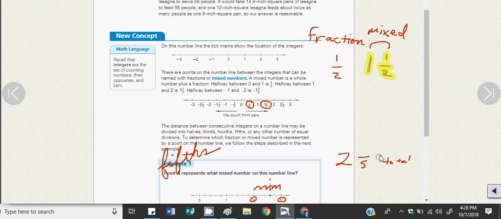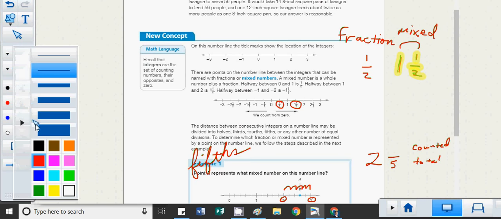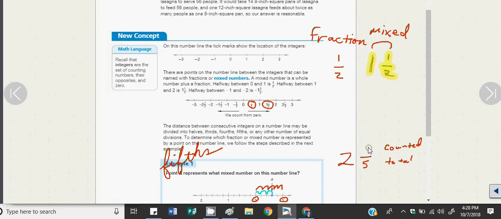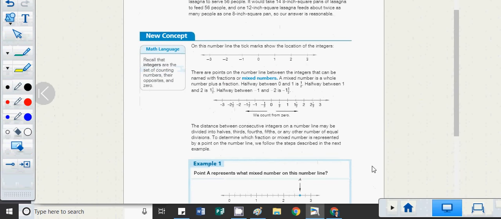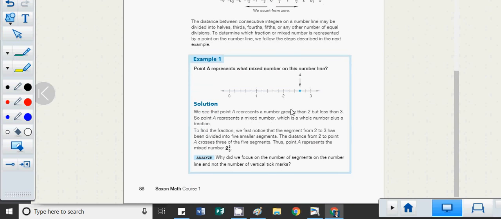Okay, now the top number tells me how many I've counted, right? And I go left to right on this, and I count, let's use a new color if we can. I count 1, 2, 3. 3 is my numerator. Answer: 2 and 3/5. Okay? Let's see what they said here. Greater than 2 but less than 3.